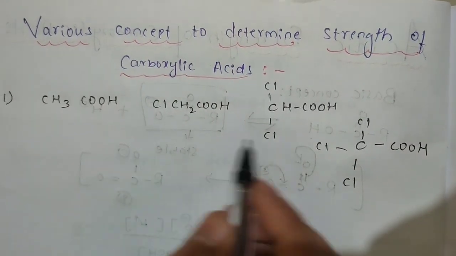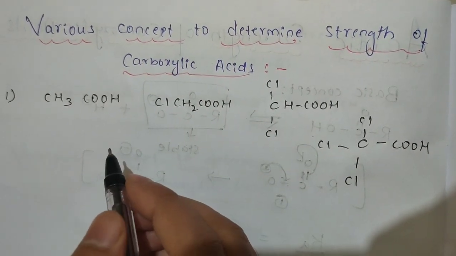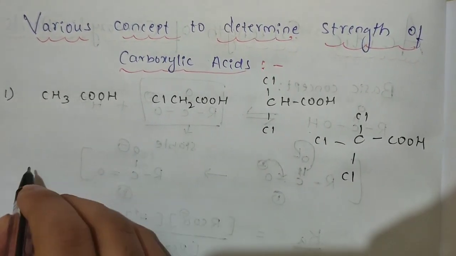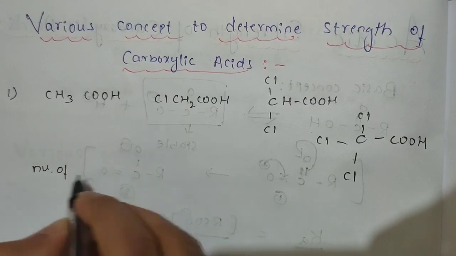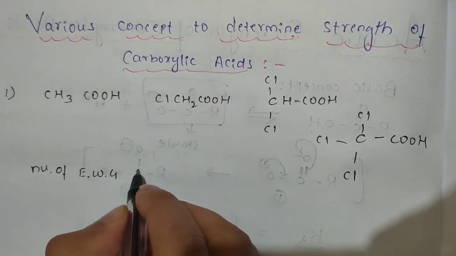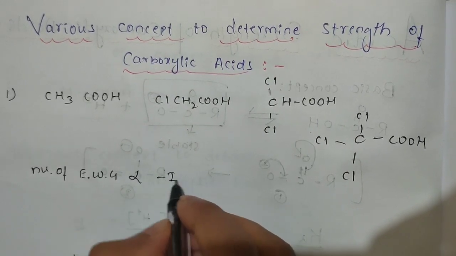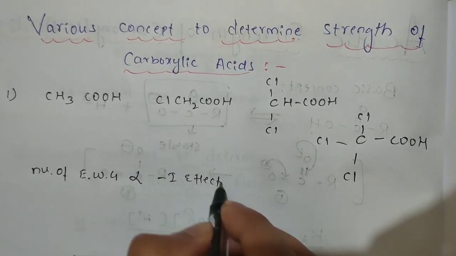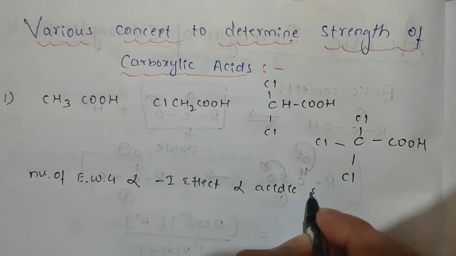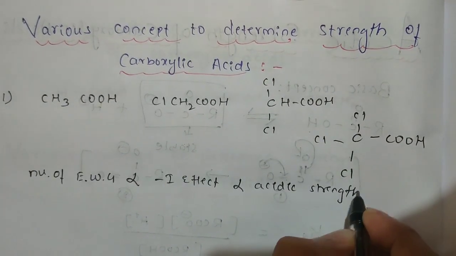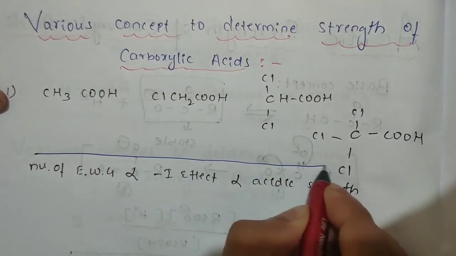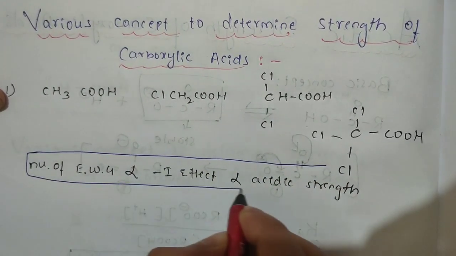So here is how to solve this type of problem. This is one concept. I am going to give the trick that the number of electron withdrawing groups is directly proportional to the minus I effect, and also directly proportional to acidic strength. So you should know this trick to solve this concept.